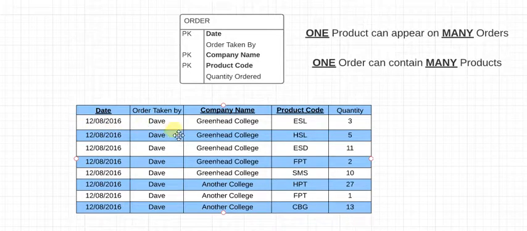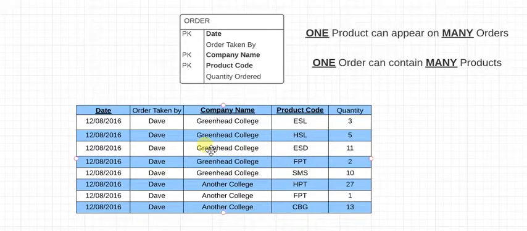So some things are repeated. Okay, so the date, the order taken by, the company name are repeated. We don't want that. We don't want any repetition. So there's a problem here that we need to deal with, and this is what second normal form does. It says that it applies to multiple rows. We've got multiple rows of an entity and place them in separate entities.